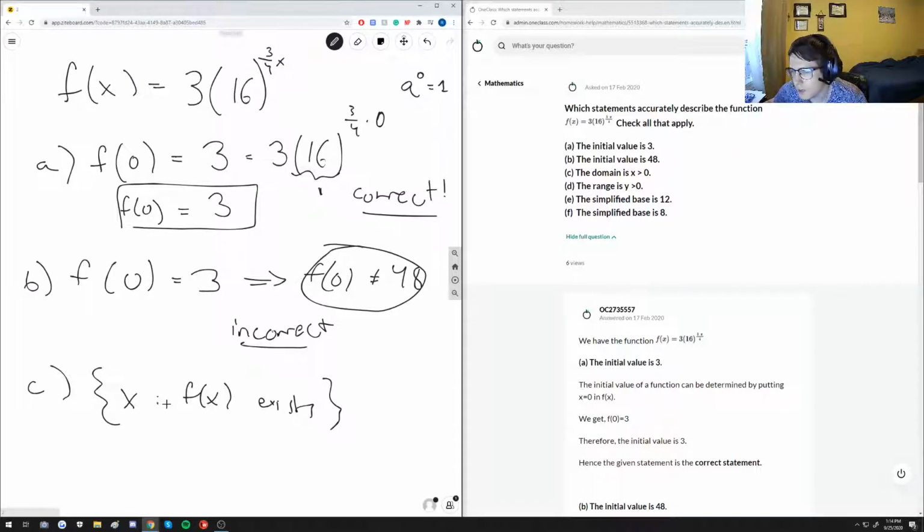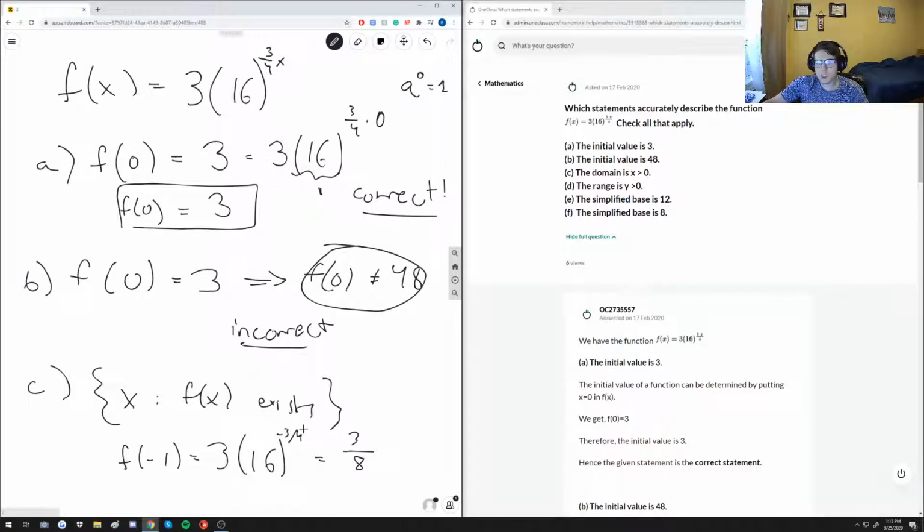So to prove this case wrong, that the domain is greater than 0, let's plug in, for example, -1, right? If we evaluate the function at -1, we get 3 times 16 to the -3/4 power. This is still a defined function because I believe it would be 3 over 8, because you would just do the 4th root of 16, which is 2, raised to the 3rd is 8, negative power, so it's 1 over 8. 3 times 1 over 8 is 3 over 8.